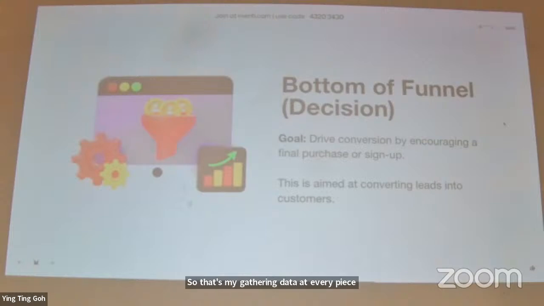Any questions so far about how we use landing pages for the funnels? Good to move forward? Okay.